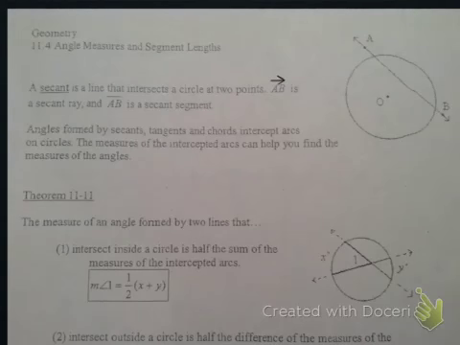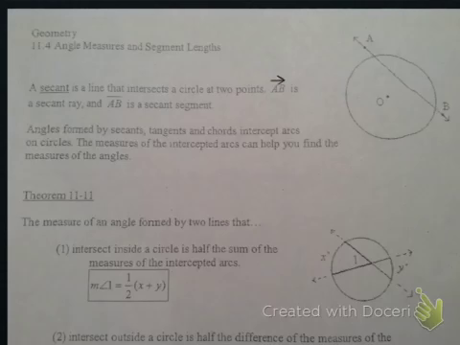Okay, in this video we're going to talk about how to use segments and lines that intersect in and around circles to solve for missing segment lengths and angle measures. Let's start off with a definition of a secant line. A secant is a line that intersects a circle at 2 points. So in this diagram we've got line AB, which is an example of a secant line.